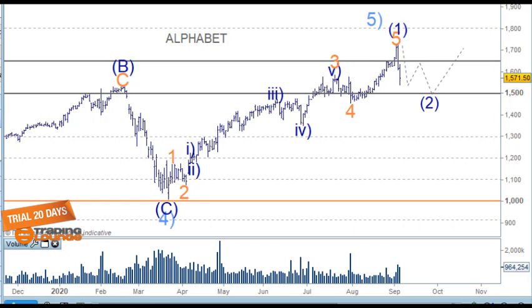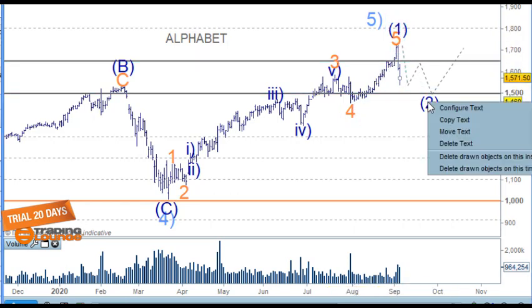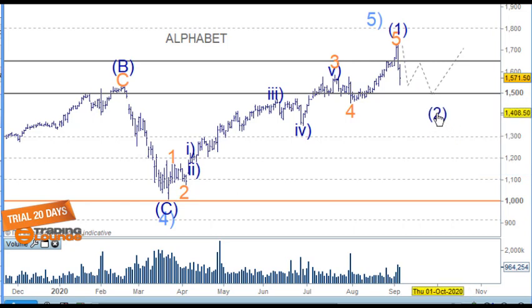So we're looking at Alphabet on the daily chart here, and I can look at this like we did with Facebook in 2 ways. We can look at it as 1 and 2 and 3 and 4 and 5 here for wave 1, and then we're looking for an A and a B and a C for wave 2. That will probably come lower from that point. And yeah, so the same with the S&P 500 and the Nasdaq.